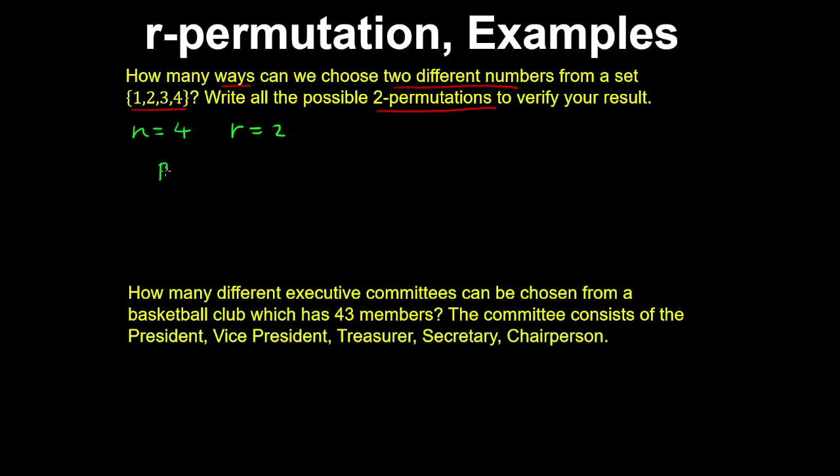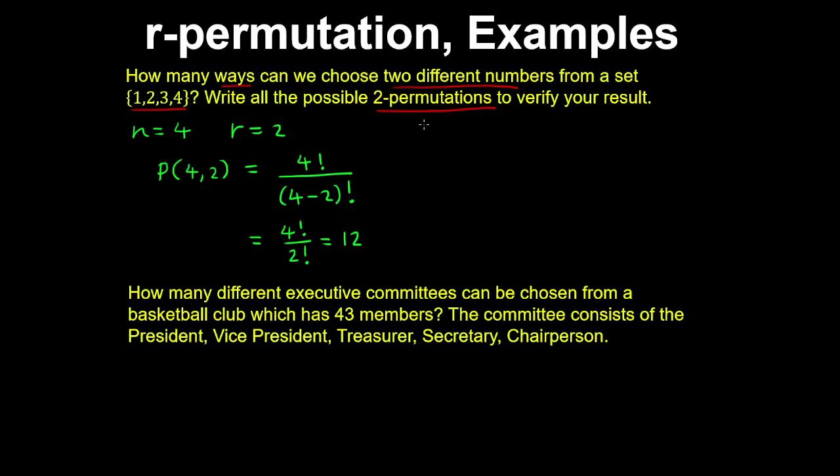So therefore the number of two permutations can be calculated using n factorial over n minus r factorial. So that gives 4 factorial on 2 factorial, which is 12 two permutations. So let's write out the possible two permutations to verify our result.